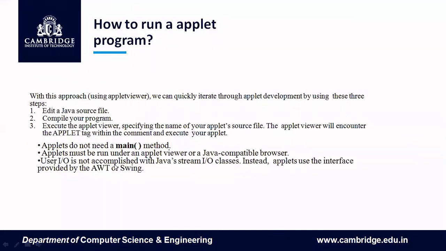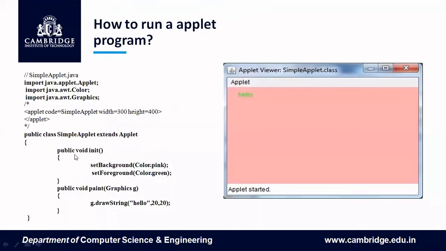This method using applet viewer is very easy. Edit the Java program, compile it, and execute it with the help of applet viewer. It does not need a main method. It must run under a Java compatible web browser or applet viewer. User input and output is not established via System.out.println and so on. We don't use that. We use AWT or Swing. User interaction with the applet is done with the help of AWT or Swing. Set background is color pink and set foreground color is hello. Okay, so I got this.